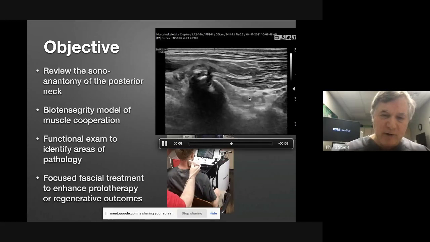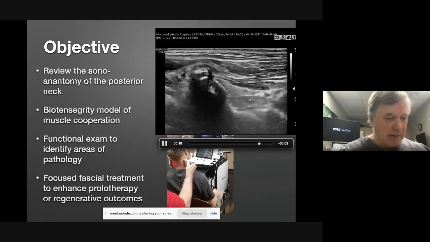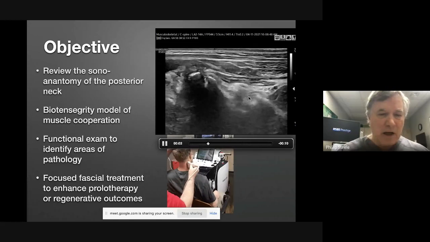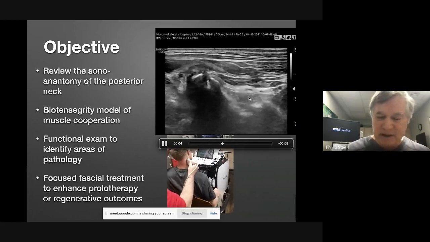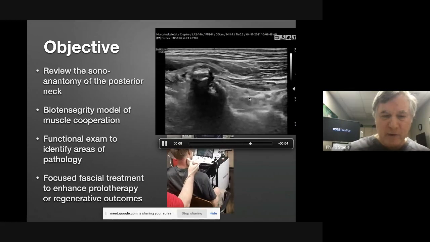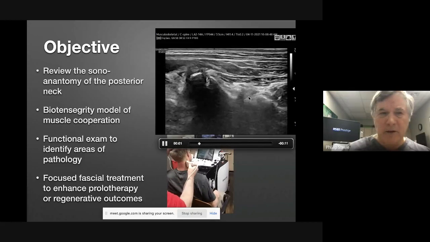I think the beauty of ultrasound over MRI is the functionality of this. And so I'm really big into coming up with new ways to look at and test the system to see if something's not working correctly. And then I'll talk a little bit about my focused fascial treatments in terms of prolotherapy or regenerative medicine outcomes.